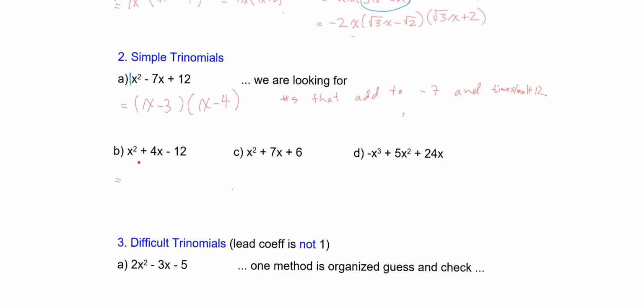Now, because the middle number is positive, I automatically know that the bigger number has to be positive, because the bigger number plus the negative number that we identified as the multiplier, because a plus and a minus gives us a negative here, is going to be bigger because the middle number is positive. So I'm going to try 4 and 3.